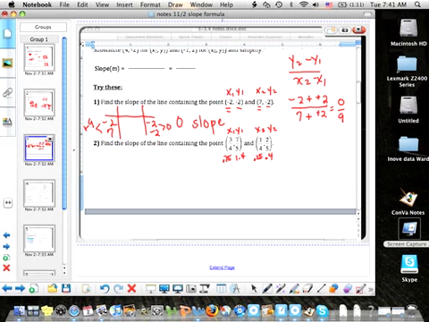So I'm going to take 0.4, and I'm going to subtract from that 1.4. Then I'm going to take 0.25 and subtract from that 0.75. Well, when I do my subtraction, I get negative 1 on top. I get negative 0.5 on bottom. Negative 0.5 goes into negative 1 2 times, so my slope is 2.